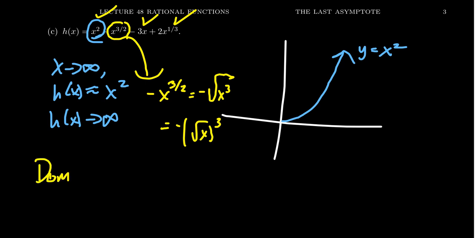The other three terms, x squared, negative 3x, and 2x to the 1/3, have no restrictions on domain, but that x to the 3 halves, because it involves a square root, does have a restriction. So the domain of this function is actually going to be 0 to infinity. So we see that we actually cannot approach negative infinity. So the end behavior we need to be asking about on the left-hand side is what happens as x approaches 0 from the right? What happens there?